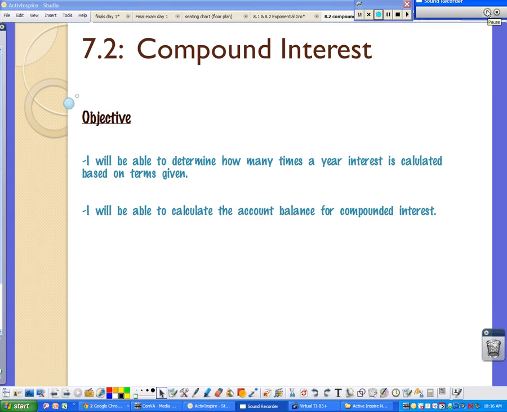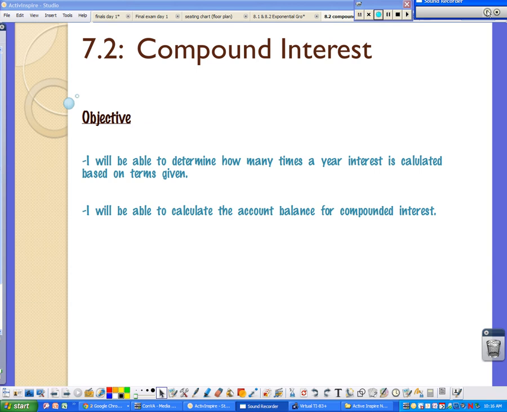All right, if you remember back to lesson 7.1, we talked about exponential growth and exponential decay. And one thing that we wanted to talk about in lesson 7.2 is compound interest. At the end of the compound interest lesson, you should be able to determine how many times a year interest is calculated based on the given terms, and you'll be able to calculate what the account balance is for your compounded interest.